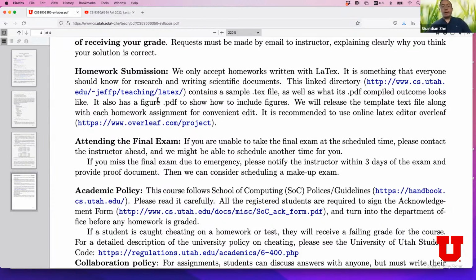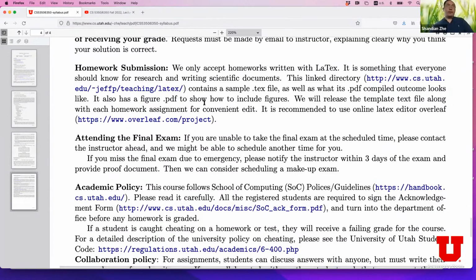And here we give some sample text files, so if you have never heard of it or never used it, you can start with a simple example. We will also share the LaTeX source we use to compose our homework assignments. You can just reuse that and write down your solutions on top of it. It will be very convenient.